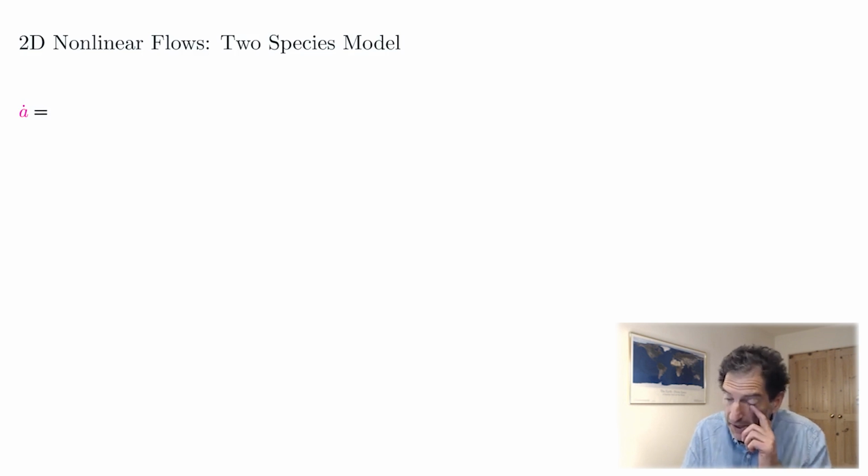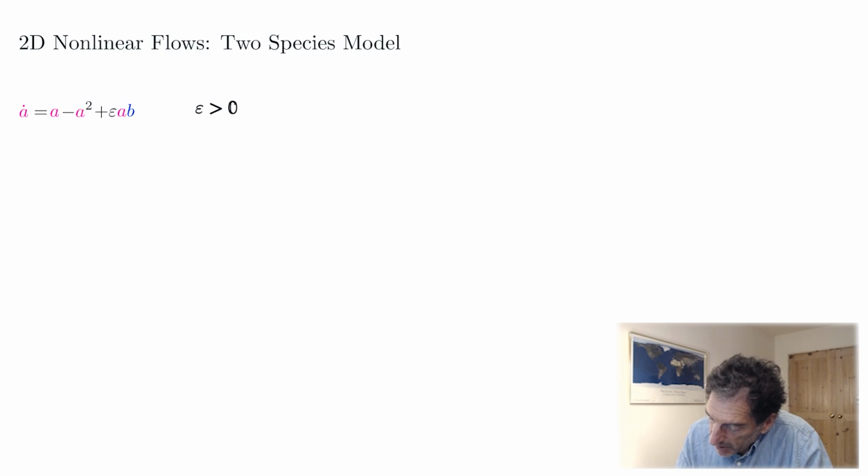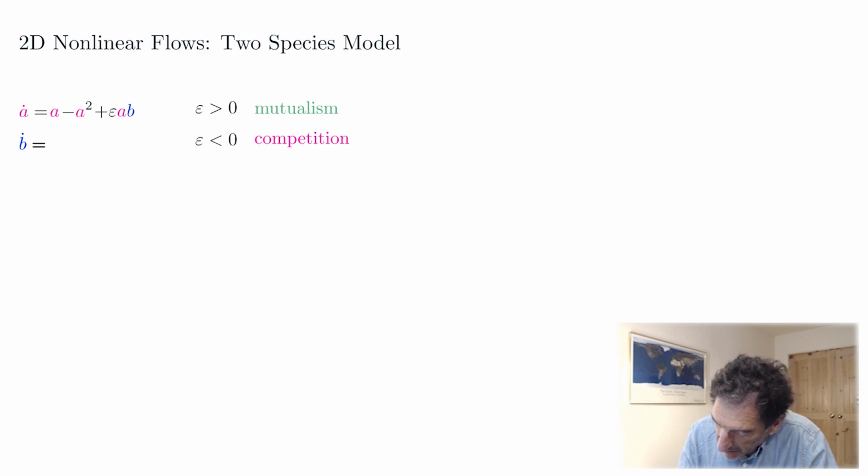So A denotes the density of species A, and by itself it just performs logistic growth. But then there is the influence of the other species B, and it happens this way. So as written, if epsilon is greater than 0, that means that B helps A, so this corresponds to mutualism, whereas if epsilon is less than 0, this corresponds to competition. And similarly, B dot behaves in a very symmetrical fashion, B minus B squared, so logistic growth left by itself, modified by this competition, epsilon AB.